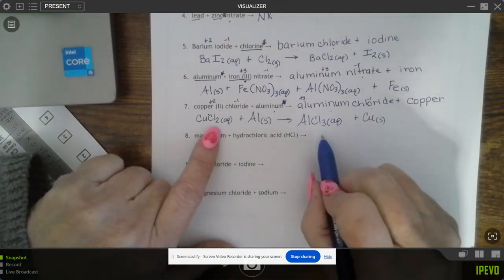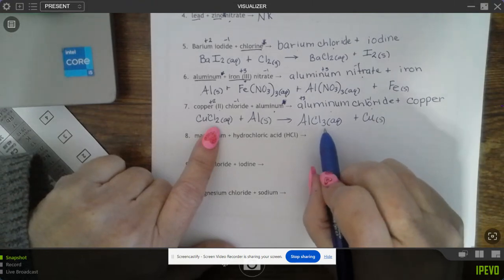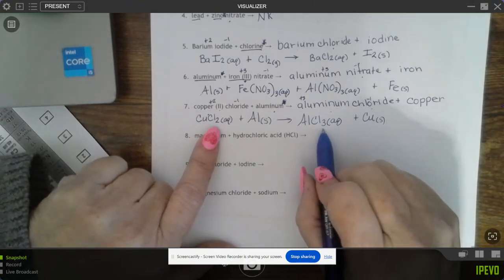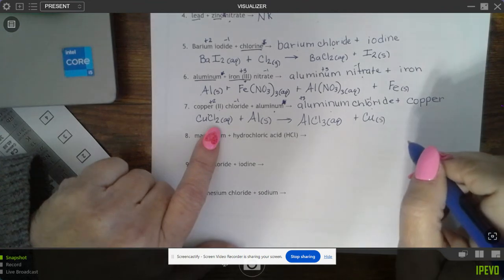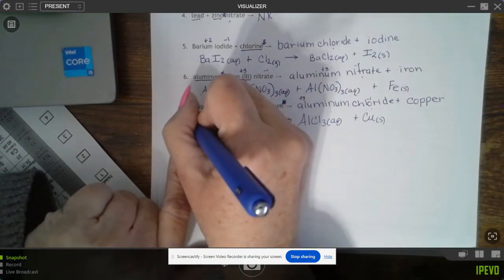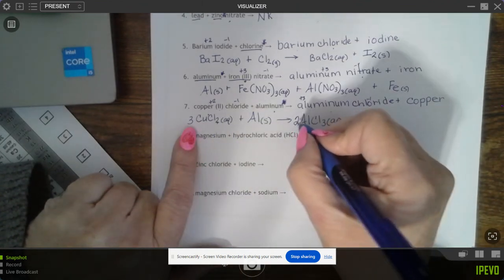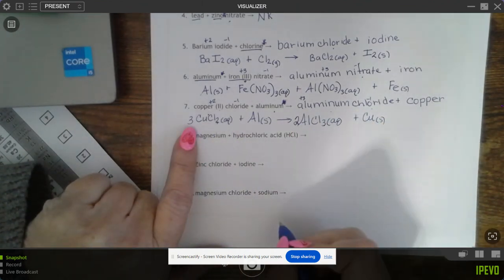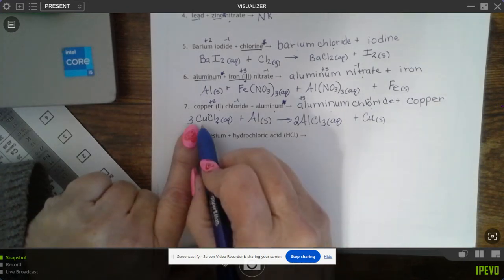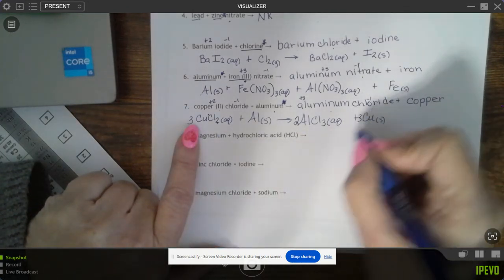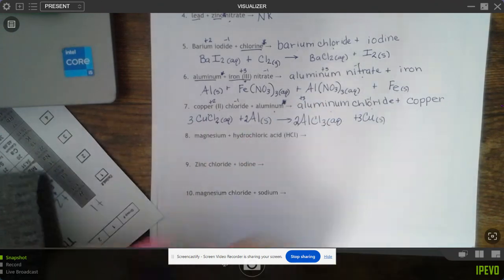If you notice here on the left, we have 2 chlorine. On the right, we have 3. So the least common multiple of 2 and 3 is 6. So if I put a 3 here, it gives me 6 chlorine. If I put a 2 here, it gives me 6 chlorine. All right. And I have 3 copper, so I need 3 copper and 2 aluminum.